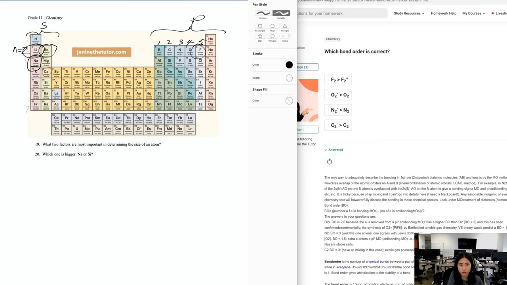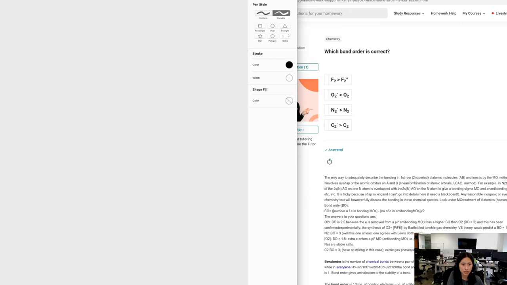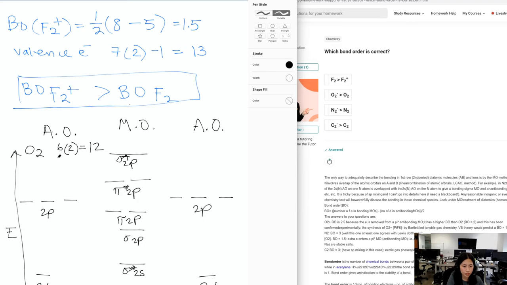So oxygen is found beside fluorine. So oxygen is right here. Hopefully this periodic table isn't too small. So as you can see, it's actually 2p4, right? So 2s2, 2p4, right? So that means we have 2s2, 2p4.